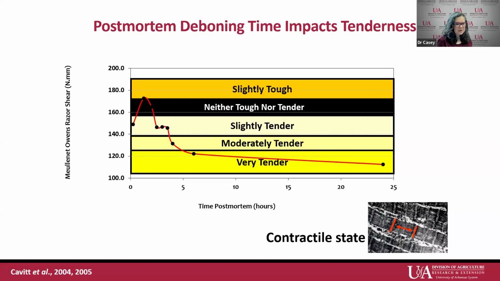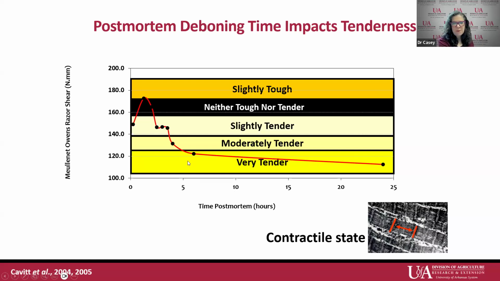So if you're used to aging a carcass 6, 8, 12, 24 hours before you debone it, then you may have very tender product. But when you shorten the aging period and say, oh, I'm going to debone right out of the chiller at approximately 2 or 3 hours postmortem, then that tenderness will decrease as represented by the increased shear value. So it's kind of backwards.